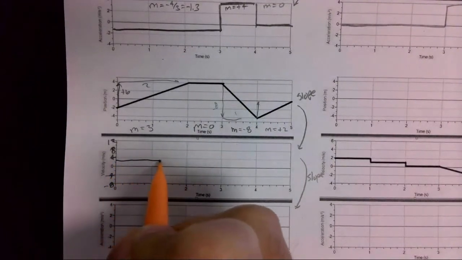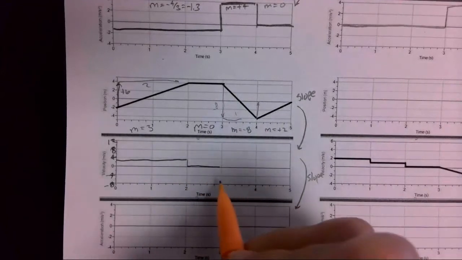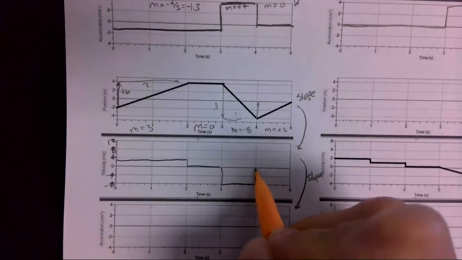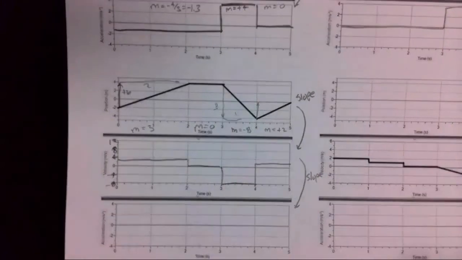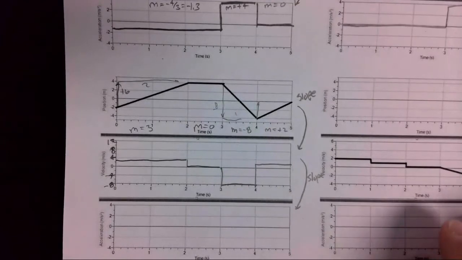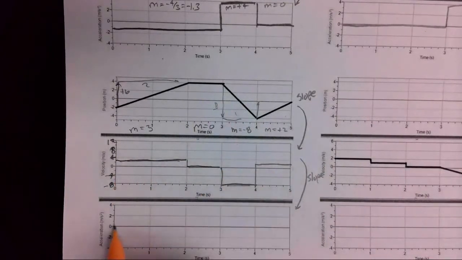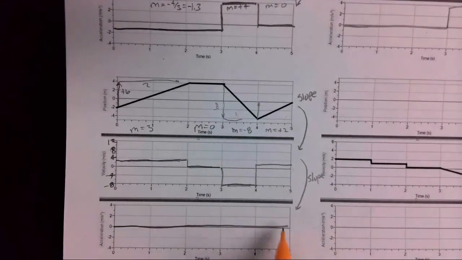So the slope represents what it is. So I'm at 3. And then I'm at 0. And then I'm at negative 8. And then I'm at positive 2. Like that. So there's my velocity versus time for this graph. Next, we'll take the slopes. So this has a slope of 0, 0, 0, 0. These are my favorite.